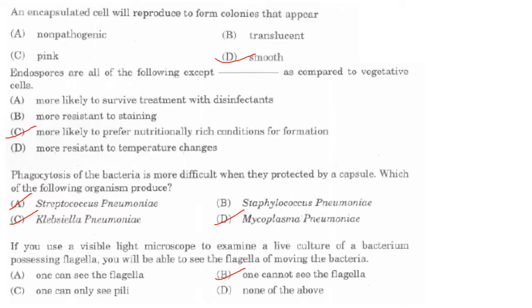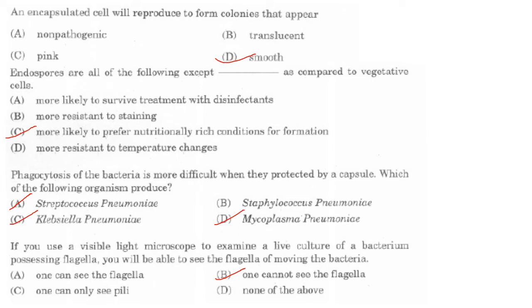Then next one. An encapsulated cell will reproduce to form colonies that appear smooth. Answer is option D. Then next one. Endospores are all of the following except dash as compared to vegetative cells. More likely to survive treatment with disinfectants. That is correct. More resistant to staining. That is also correct. More likely to prefer nutritionally rich conditions for formation. They are produced to ward off unfavorable conditions by bacteria. So they are all of the following except that they are more likely to prefer nutritionally rich conditions for formation.